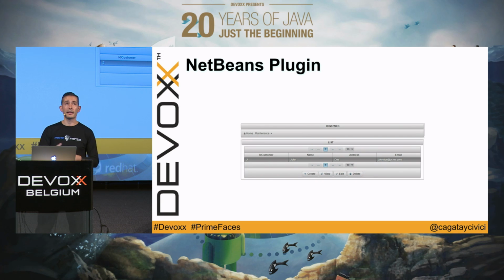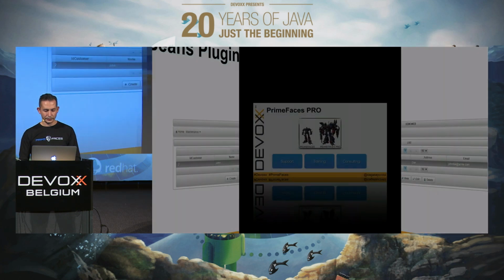Another thing is that in NetBeans, if you right-click and say generate form or generate data table, it will ask for a JPA entity with the entity annotation. It will read the properties and generate, for example for a data table, columns. For forms, it will generate inputs using PrimeFaces components. So it's quite easy to generate boilerplate forms.